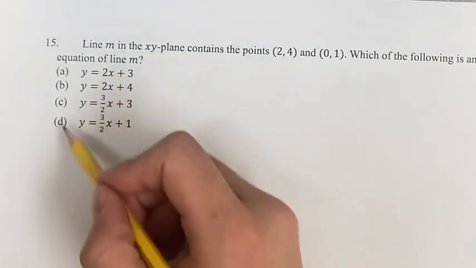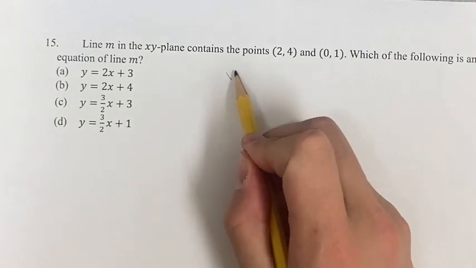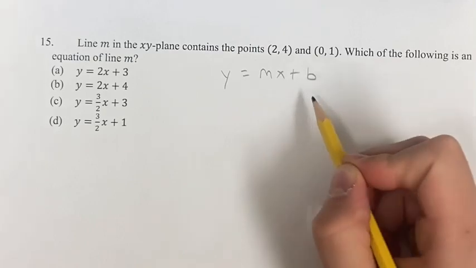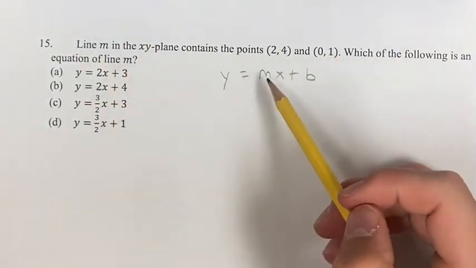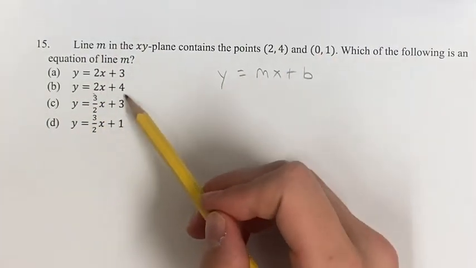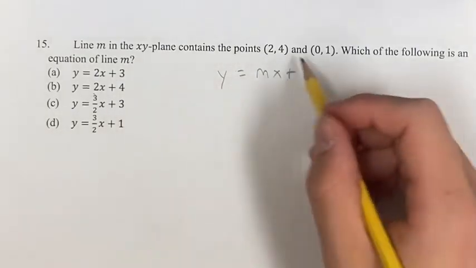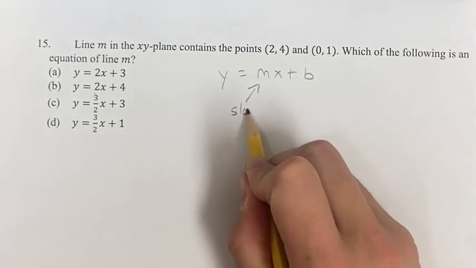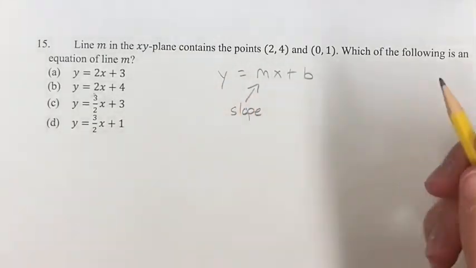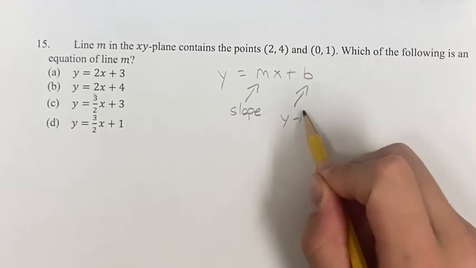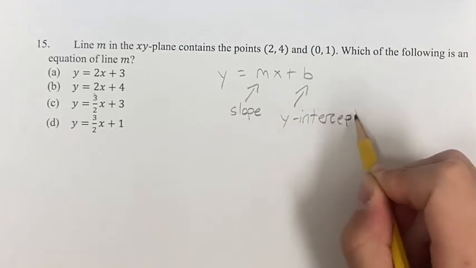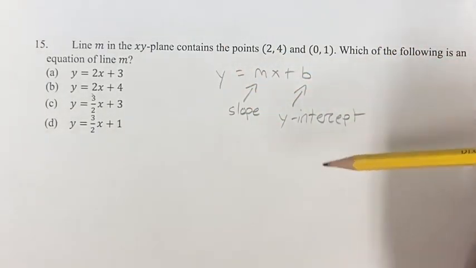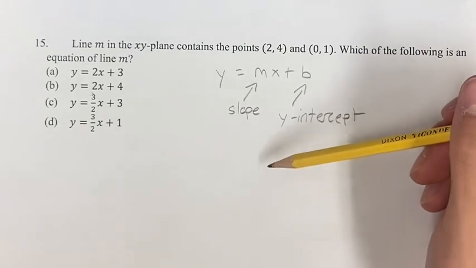If we notice, these equations are all in slope-intercept form, where y is equal to mx plus b, where m is just some number and b is just some number. For example, m is 2 because we have 2x, and then b is 4 because there's a plus 4 on the end. What these represent in the actual graph in the xy plane is that m is the slope, the rate of change of y over x, and b is the y-intercept. And so to find the equation in slope-intercept form, we have to find the slope and the y-intercept.